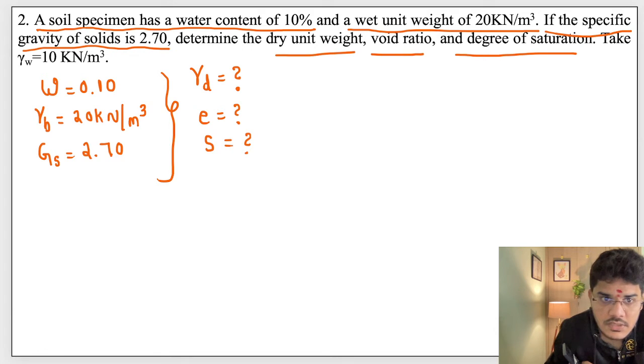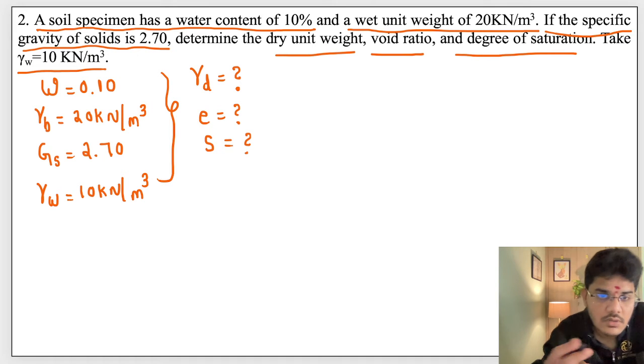And he has mentioned gamma W is equal to 10 kilonewton per meter cube. So sometimes if it is given, then we can directly take the value of gamma W as the given value. If it is not given, then I already told you how much value we have to consider in problems if the specific data is not mentioned.